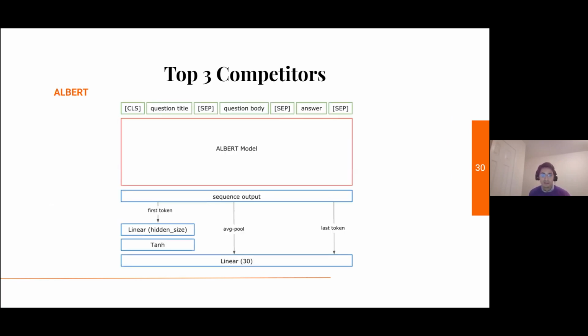For ALBERT, similar to BERT, he used the question title, question body, and answer, and he sent it into a sentence output layer. Then he averaged it and took the first token and sent that into a linear layer, then sent that into an activation layer for a tanh. And then the last token gets sent in, and all three get sent into the linear layer.